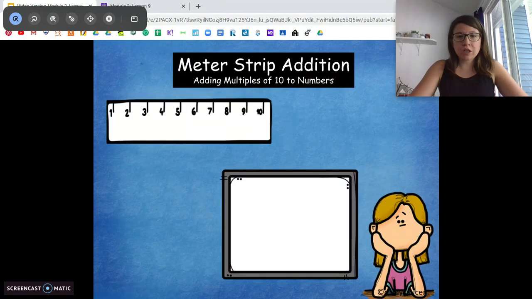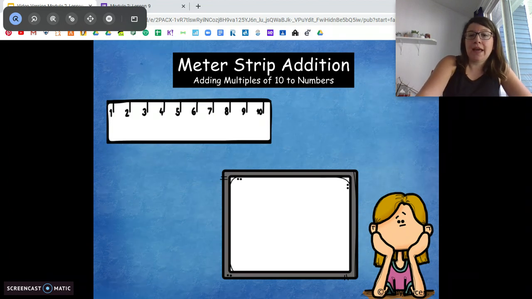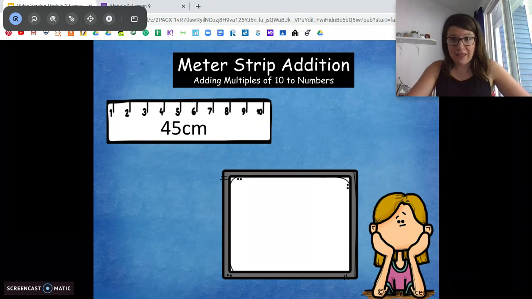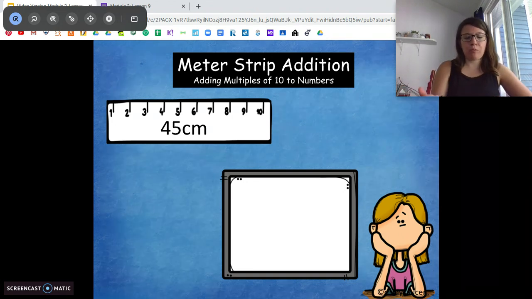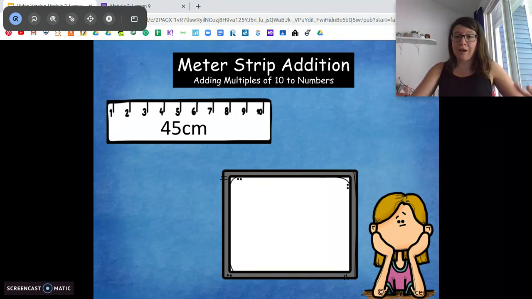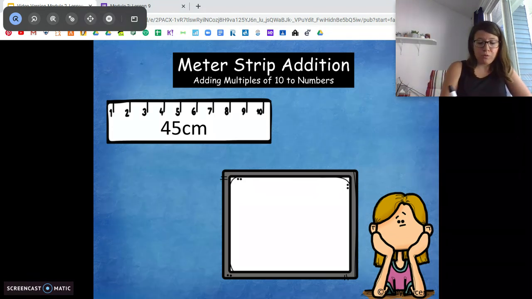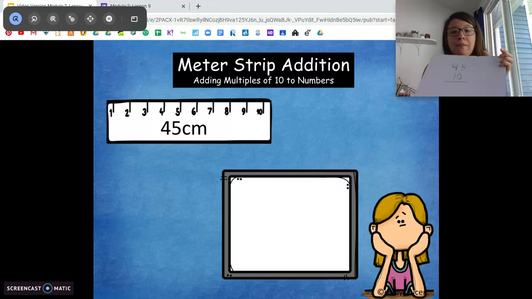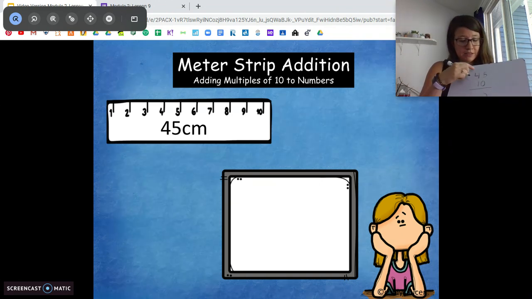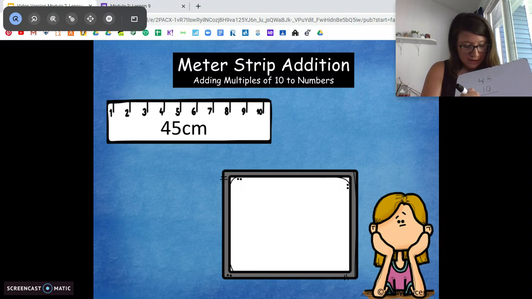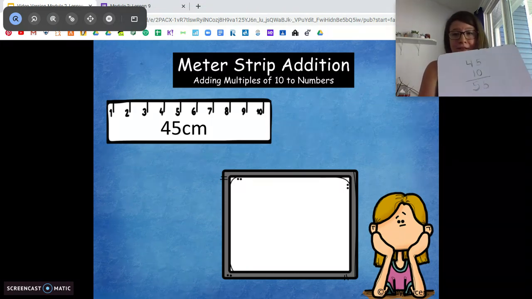So what we're going to start with today is I'm going to give you a length. What I want to know is what is 10 more centimeters than that length. One way to do that is to think about your groups of 10. If I have the number 45 and I want to add 10 to that, I know that my ones place stays the same, and I'm just adding another 10 stick. I'm just going to add another 10 to 40, and I get 55.